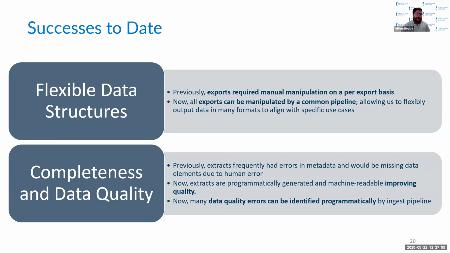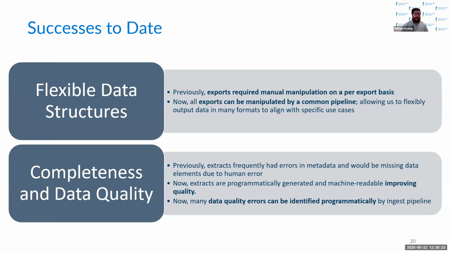The second thing is the completeness and quality. Previously, there were a lot of errors in the metadata because of human error. The process on NORD's end being human-driven meant that we occasionally would have cases where the metadata didn't match the actual data, or the data would not align exactly how we expected it to. And those issues really get reduced because of the common data structure.